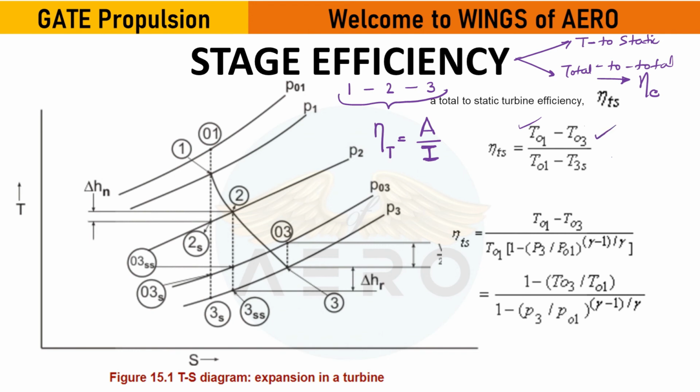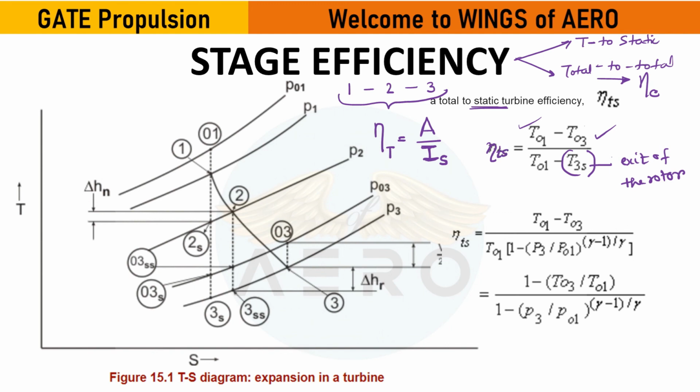Now with the ideal, since we are stating the total to static, when we are discussing this we will consider the ideal static condition. That is T01 minus the static temperature at the exit point of the rotor. So this defines the total to static efficiency. In short, we call it eta TS, total to static.